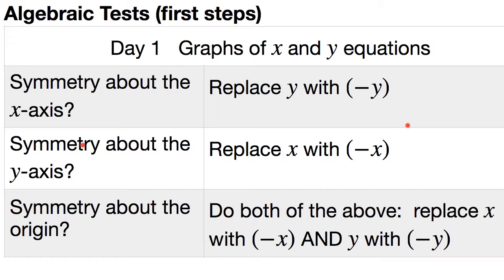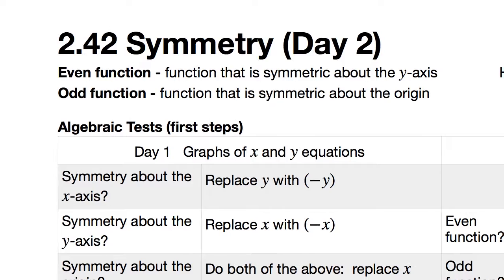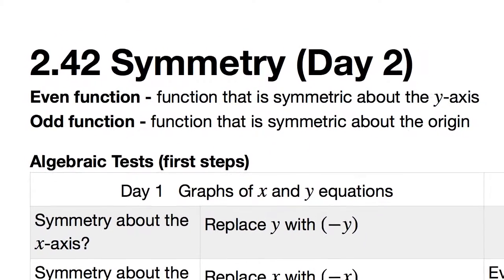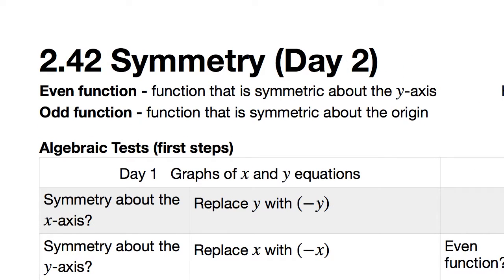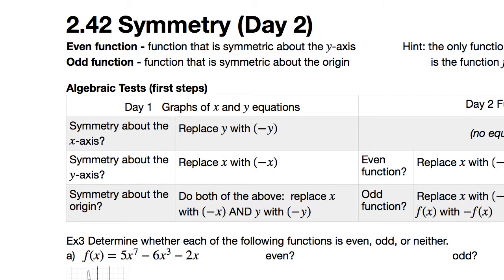What we're going to do today is combine our study of symmetry with functions. So day 1 was just graphs. Day 2 is going to talk about functions. And so here's a definition. An even function is a function that is symmetric about the y-axis. That would be this one right here. So before we asked, is it symmetric about the y-axis? Today we're going to ask, is it an even function?